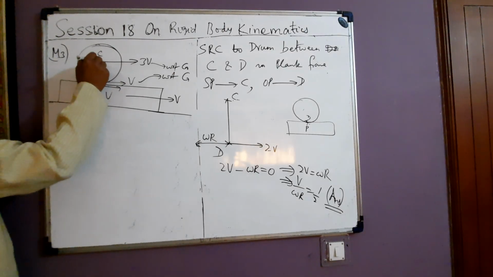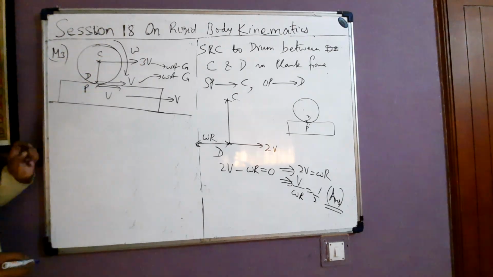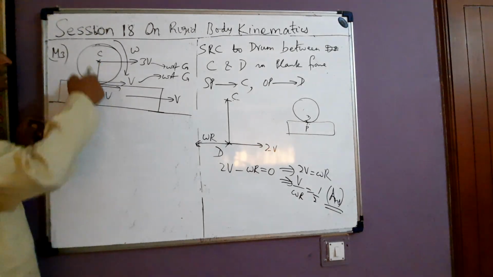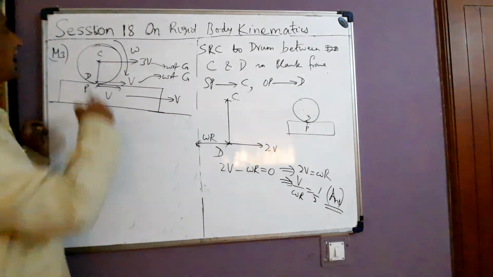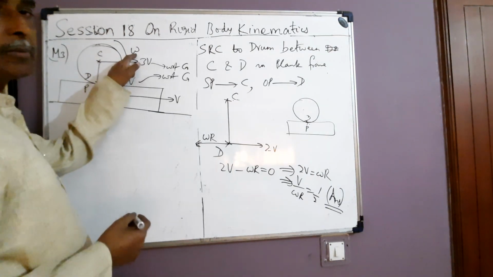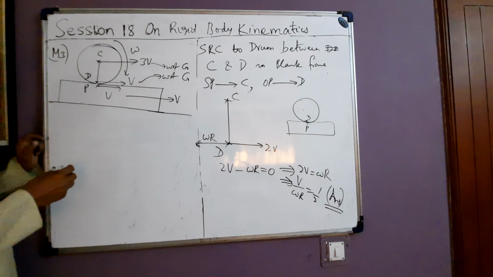Now we draw the line joining C and D. Omega is the angular velocity of the drum with respect to ground. Now this line CD lies in the base plane of the drum. So the angular velocity of the drum is also the angular velocity of line CD. The angular velocity of the drum is omega with respect to ground. So the angular velocity of line CD with respect to ground is also omega.